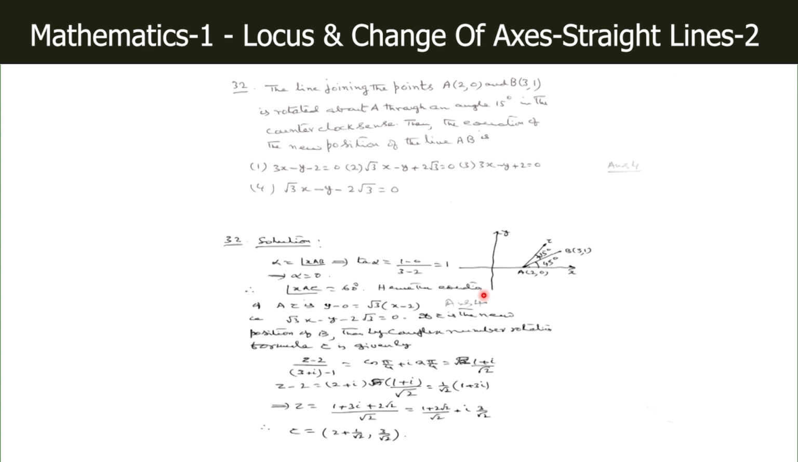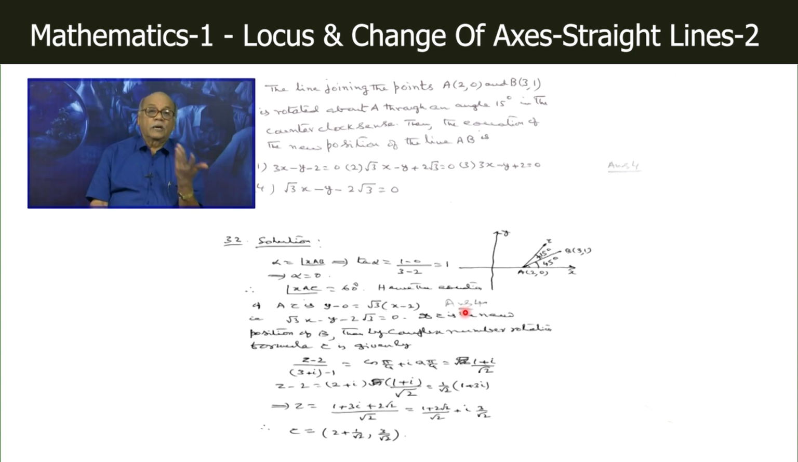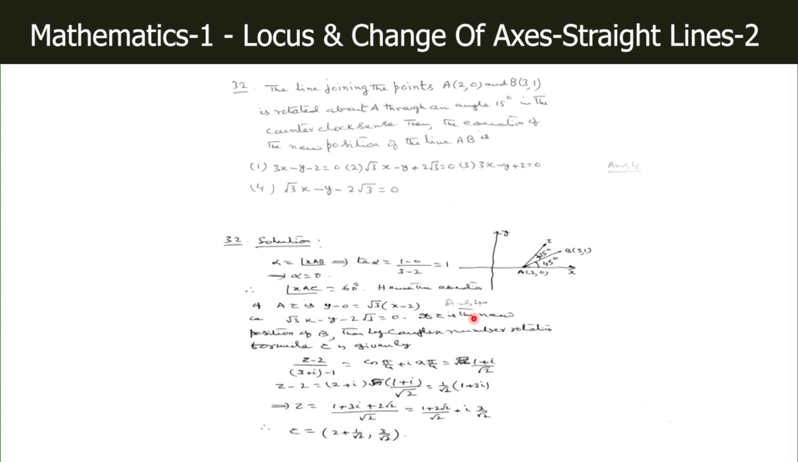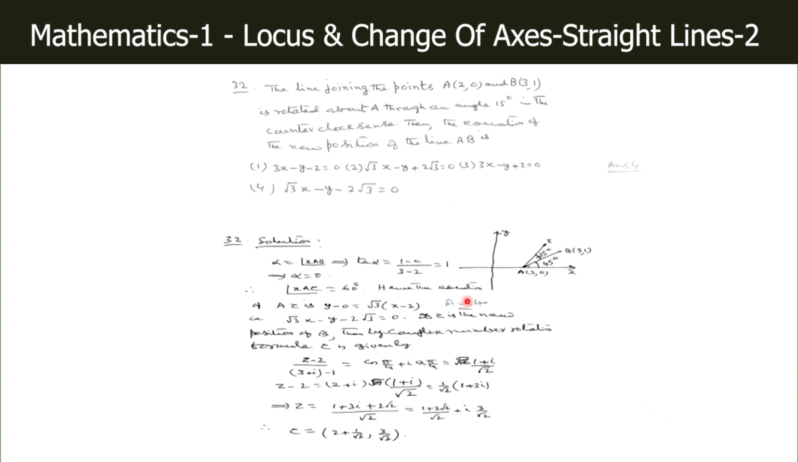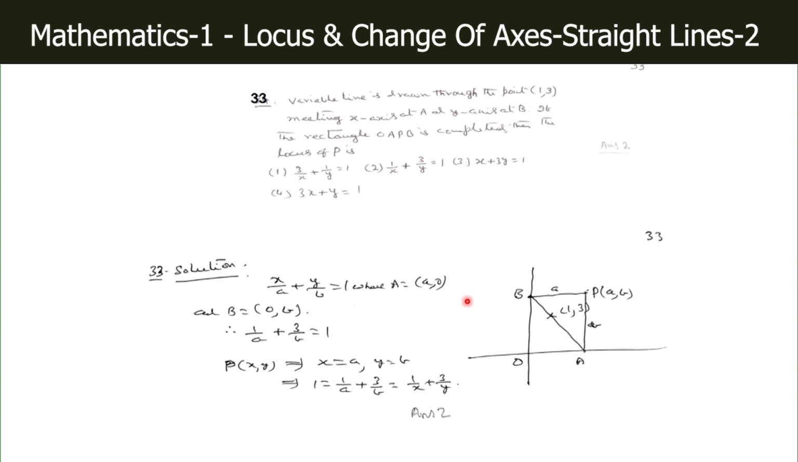The remaining part of the solution is only for your interest's sake. I have obtained the coordinates of the new position of the point B, that means the coordinates of C itself. By using complex numbers, this will be very easy. Last time I explained how to find the new complex number by using the rotation formula. I have worked it out even though it is not asked in the question.